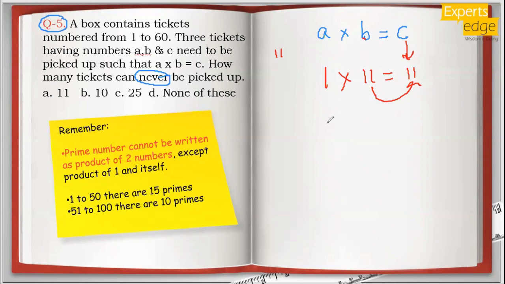Also remember, 1 can never be picked up because with 1 you can take any number, and that number will repeat. Right? So one part I got: 1 can never be picked up. So 1 is definitely not possible. Ticket number 1 can never be picked up.